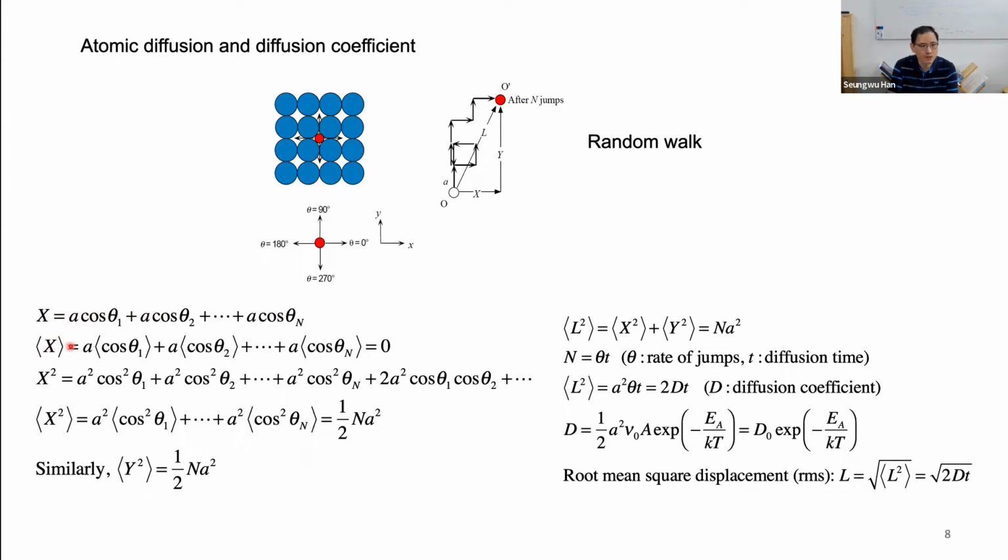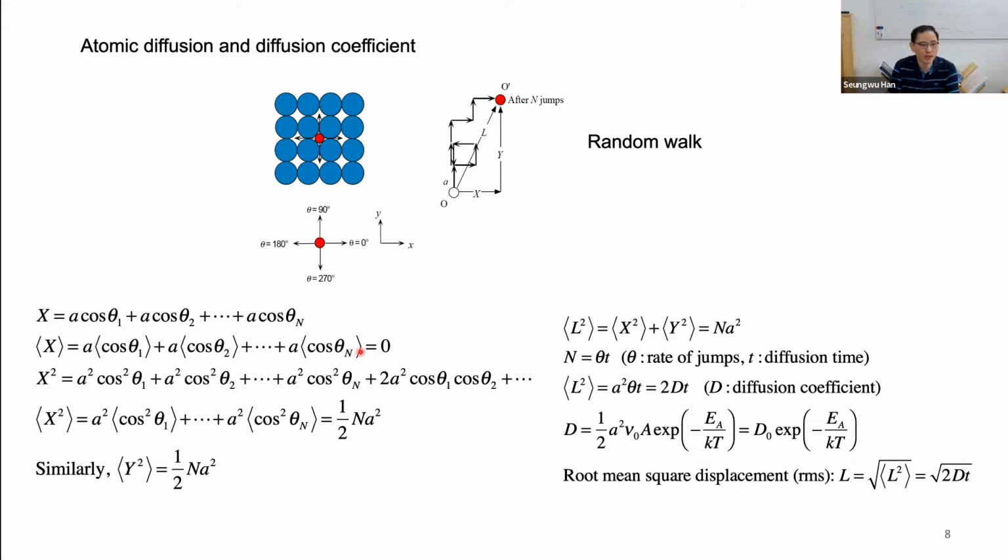If you take the average of this x quantity, since these 4 angles are random and have equal probability, the cosine average is simply 0. So the average position is 0. However, it does not mean that it always comes back to the original position. This is the statistics: some of the particles are on the right side and some particles on the left side. So we want to know how far it went from the original position.